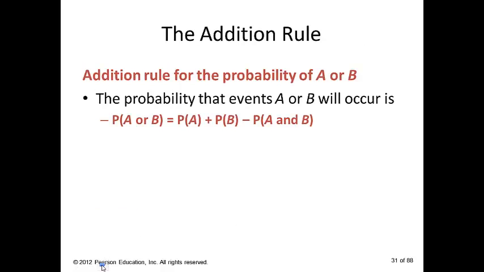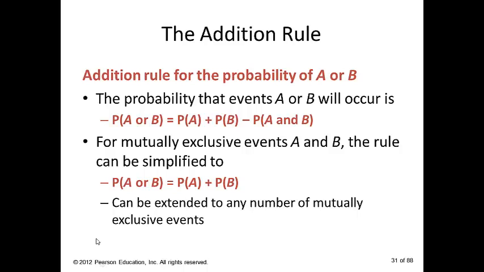It says the addition rule. So the addition rule of probability of A or B. The probability that event A or B will occur is equal to the following. It's the probability of A plus the probability of B minus the probability of A and B. This and means the intersection or the overlap. Realize that by adding the probability of A plus the probability of B, you've actually double counted. That's why you have to subtract out A and B.